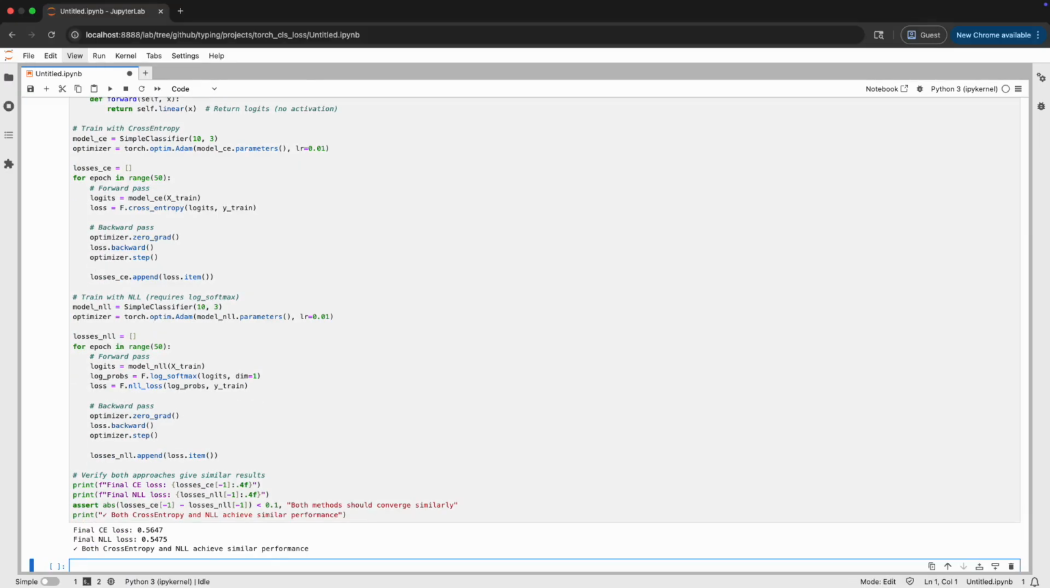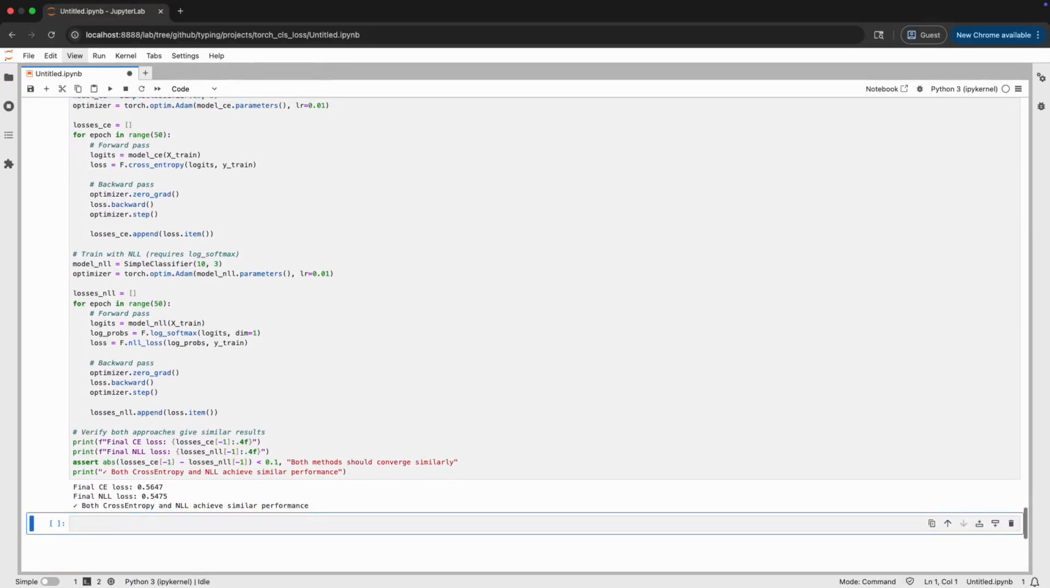Excellent, both training approaches converged successfully. The final CrossEntropy loss is 0.5647, and the final NLL loss is 0.5475. These values are very close, confirming that both methods achieve similar performance. The checkmark indicates that both CrossEntropy and log softmax plus NLL are equivalent approaches to training.